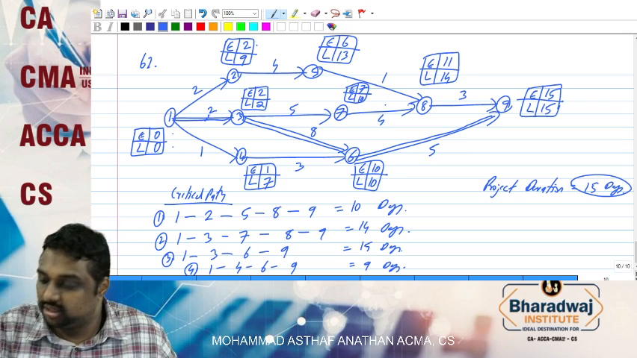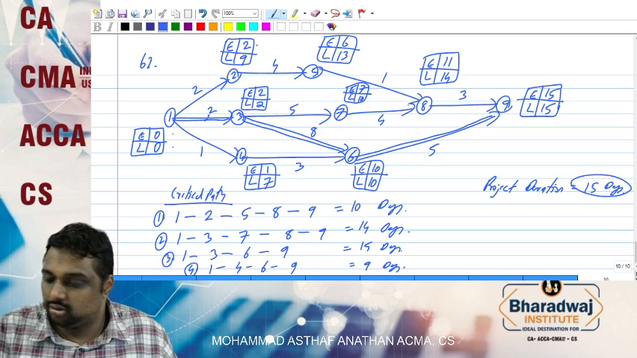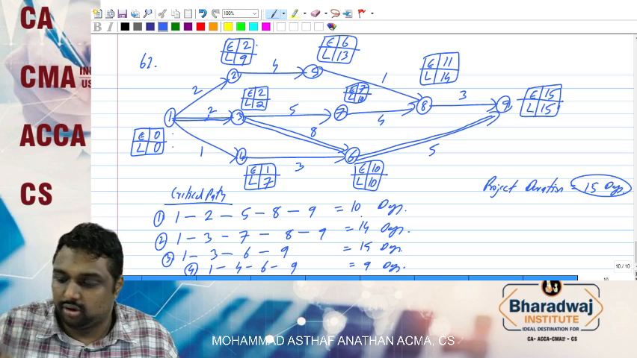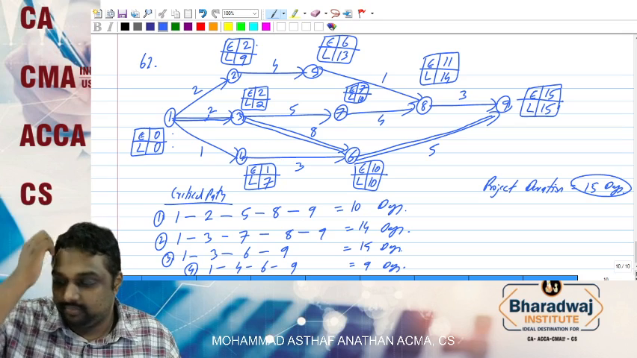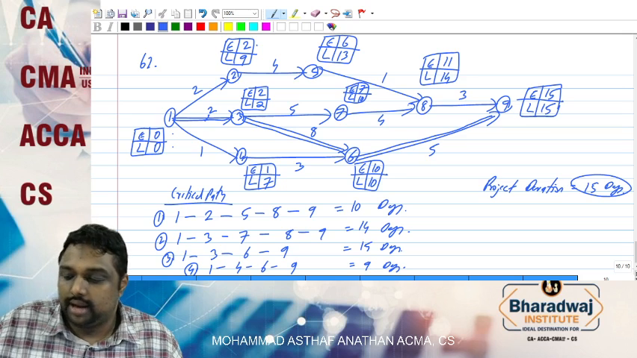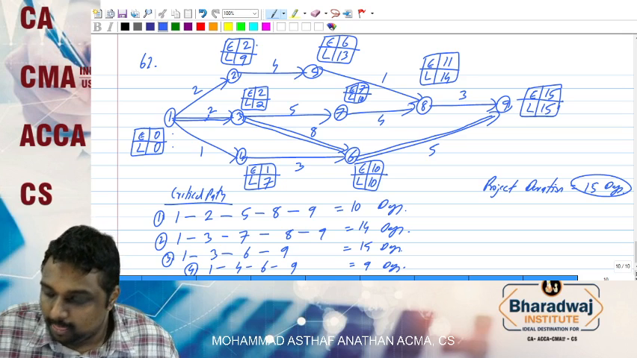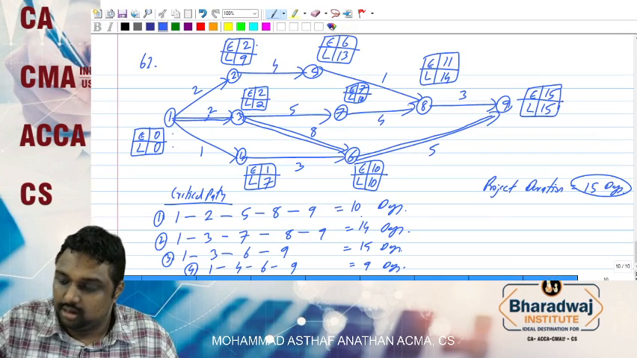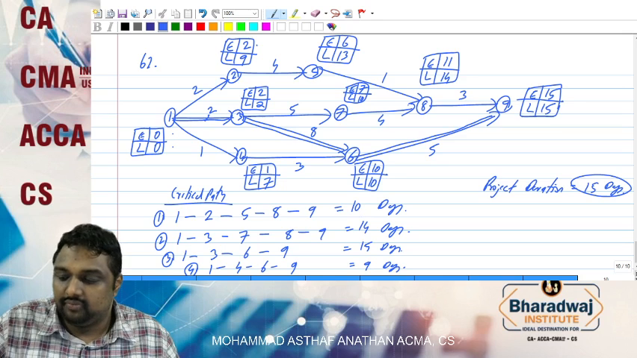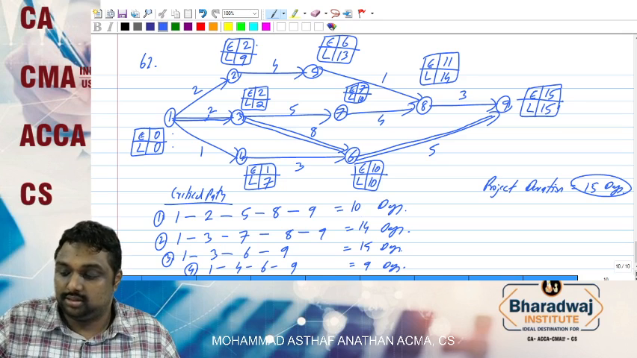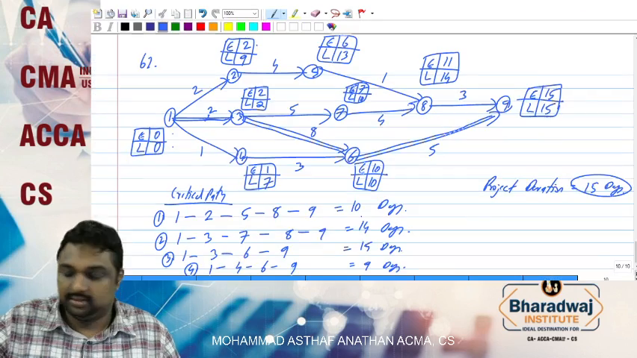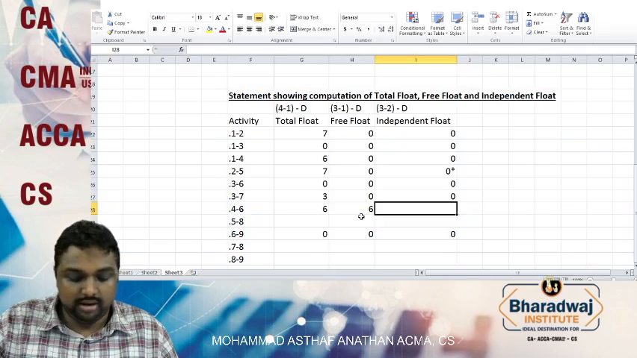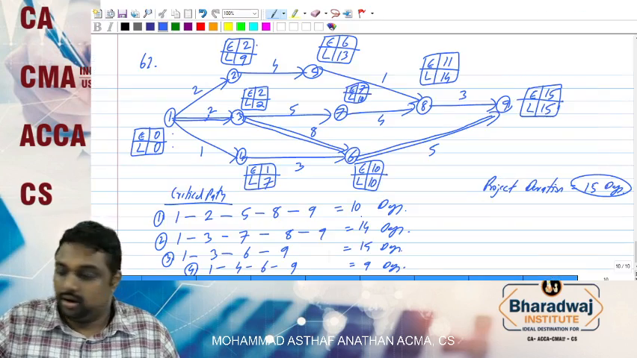Next 4 to 6. Where is 4 to 6? Yes. 1 2 3 4. 10 minus 1 we will have 9. 9 minus 3 we will have 6. 10 minus 7 we will have 3. 10 minus 1 we will have again 6. We will have 0.